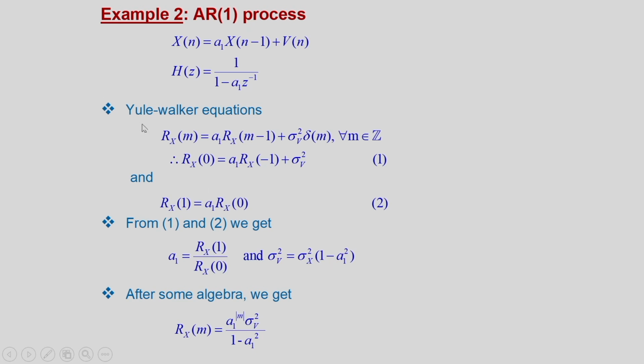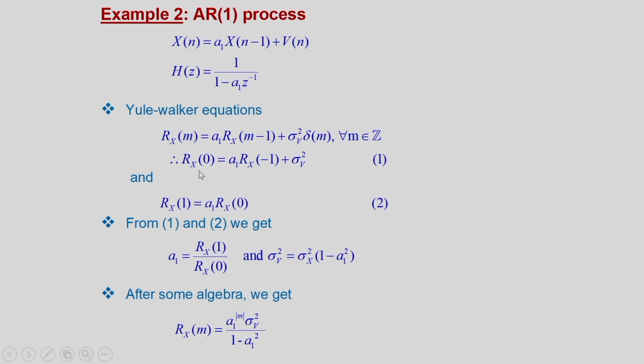Now, we have a difference equation: Rx(m) is equal to a1 Rx(m-1) plus σv² δ(m). I know what Rx(0) is. Rx(0) is related to σv²: σv² is equal to Rx(0) times (1 minus a1²). Therefore, Rx(0) is equal to σv² divided by (1 minus a1²).